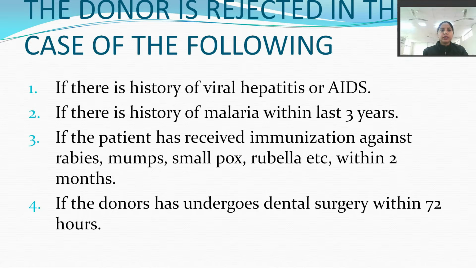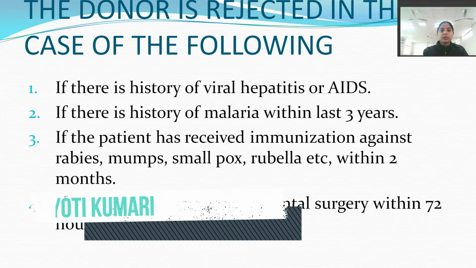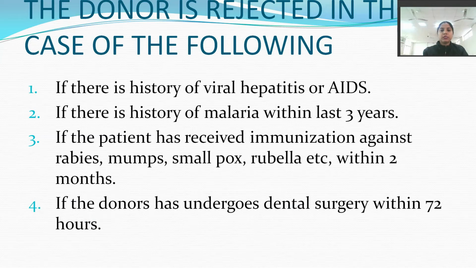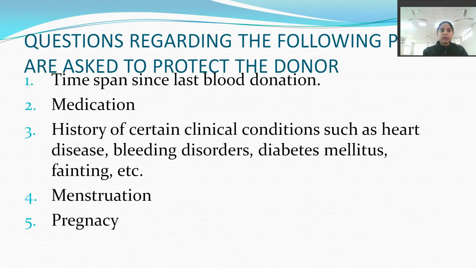The donor is rejected in the following cases: if there is a history of viral hepatitis or AIDS, if there is a history of malaria within the last 3 years, if the donor has received immunization against rabies, mumps, smallpox, rubella, etc. within 2 months, or if the donor has undergone dental surgery within 72 hours.